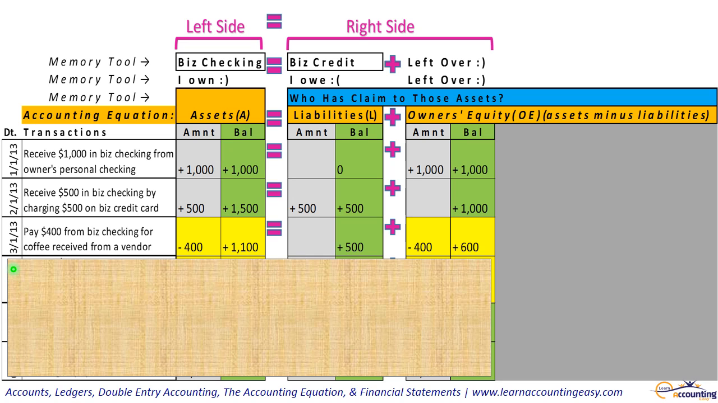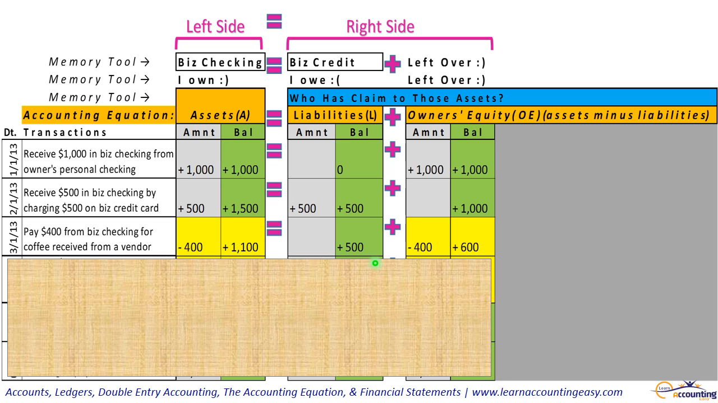Moving on to our third transaction that occurred on March 1st, we paid $400 from business checking for coffee received from a vendor. So here on the left side, our asset account, cash in this case, went down $400. So we put the minus 400 here. Our running balance went from 1,500 down to only 1,100.